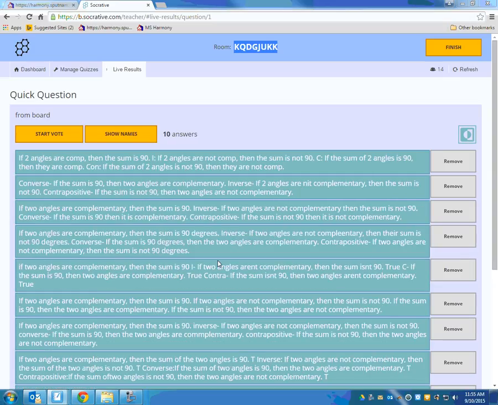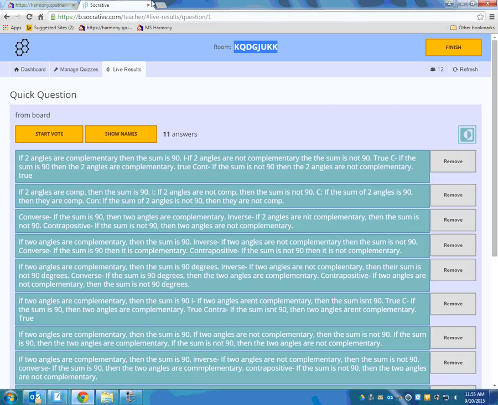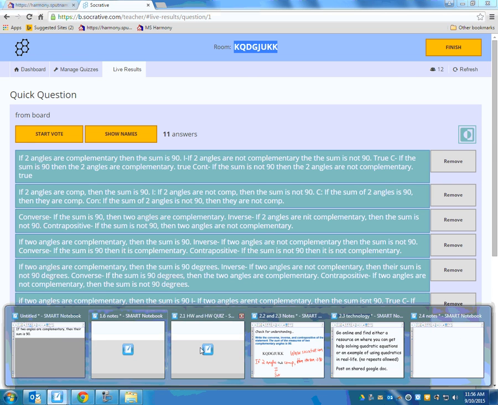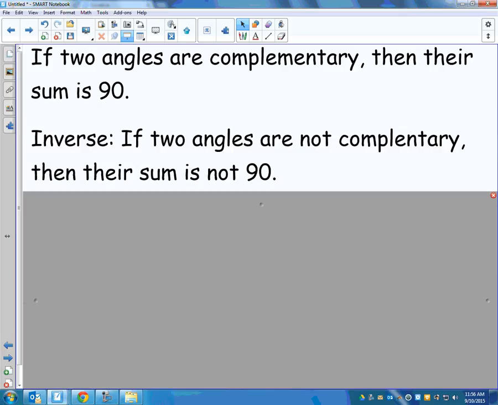Is that true? If two angles are complementary, then their sum is 90? That's true. What does inverse need to do? Inverse is like not P. Inverse is when you negate both of them. So if two angles are not complementary, then their sum is not 90. True or false? True.